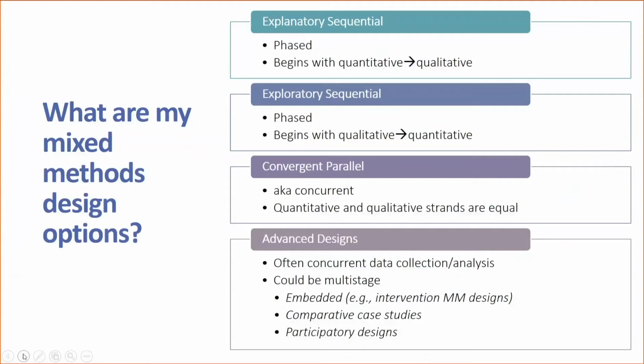This would be considered an explanatory sequential design. It could be that you're moving conversely from qualitative work into quantitative, and that's an exploratory sequential design. You might be doing both quantitative and qualitative work at the same time, and this is called a convergent parallel design or a concurrent design, where there could be equal emphasis or importance for both sets of methods. And then there are many different advanced designs, which we don't have time to get into today, but it might mean that you're using more than one approach to how you're collecting the data in one study.